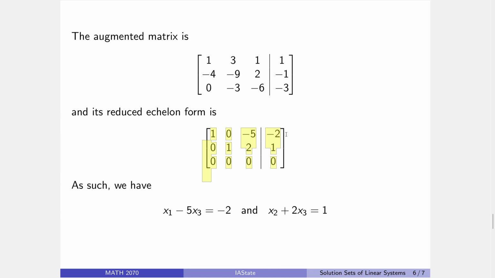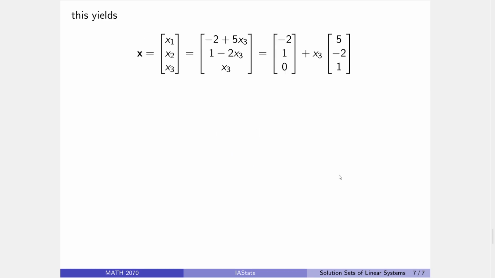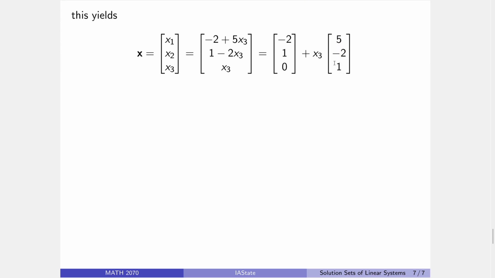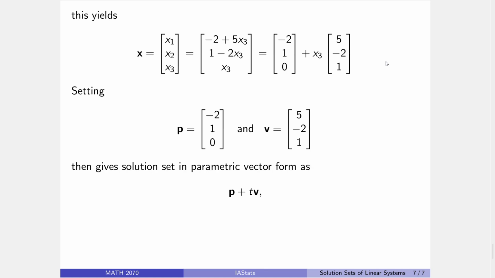This first row tells me that x1 minus 5x3 is equal to negative 2, and x2 plus 2x3 has to equal 1. And pulling apart the solution similar to how we did last time, I can solve for x1 and x2. And here I have this constant vector showing up, and here I've got this linear combination, the scalar multiples of this one particular vector, 5, negative 2, 1. And if I let P equal this particular solution right here, and V equal my term showing up here, we get the set of solutions in this parametric form as a vector P plus t times some other vector.